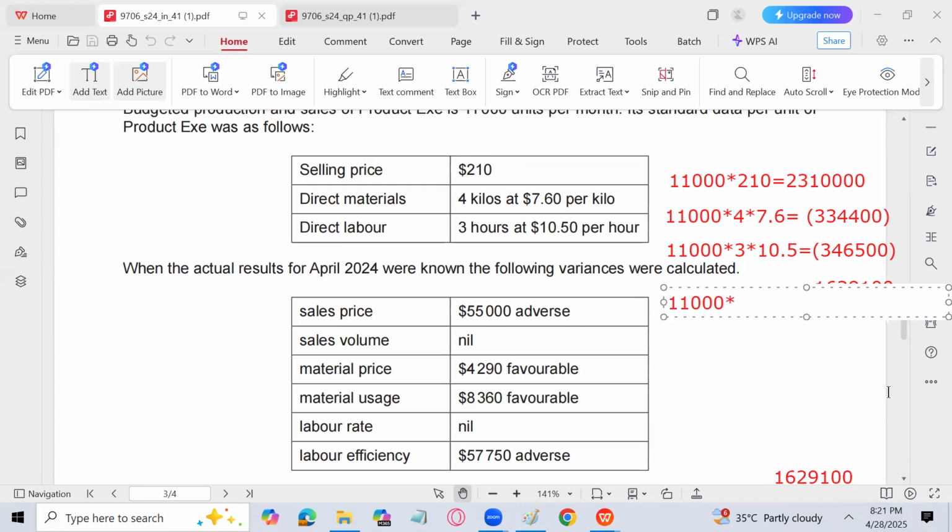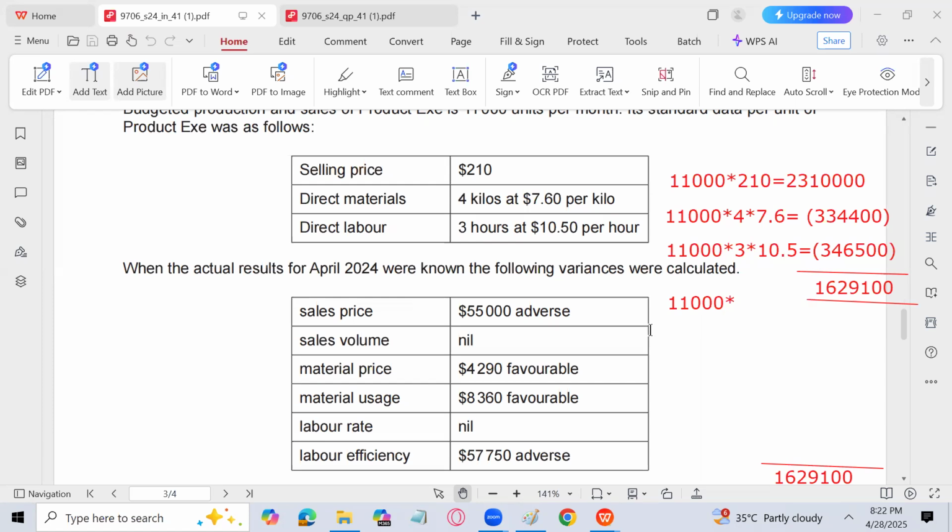But we don't have the price because he basically wanted us to know the same. He wants us to find the selling price. What is the actual selling price if we want to have the same contribution which is equal to the standard contribution? That is basically the question. These two should be the same. We need to find the price.